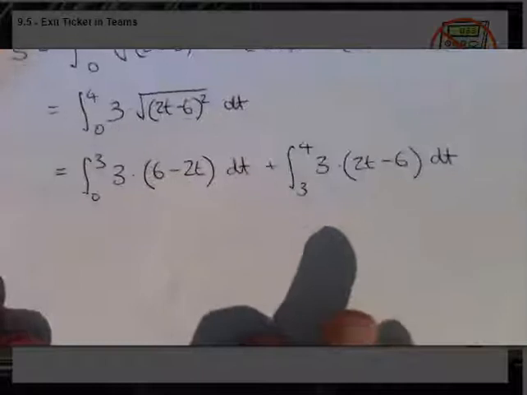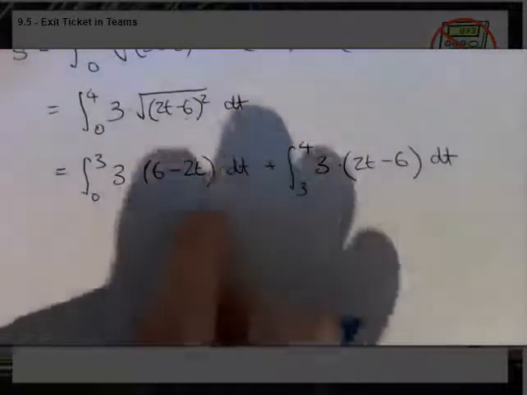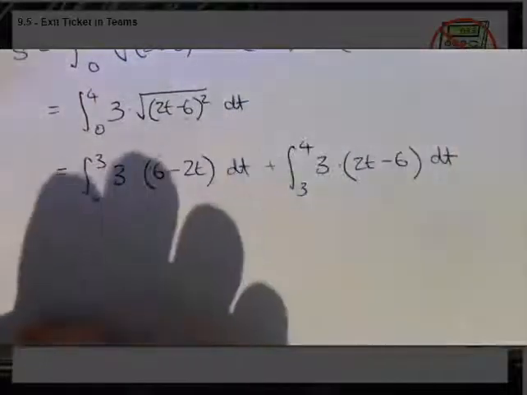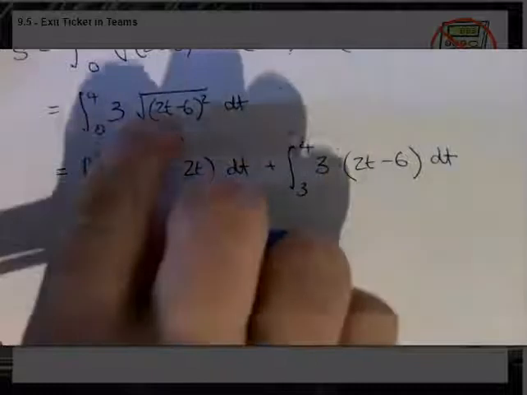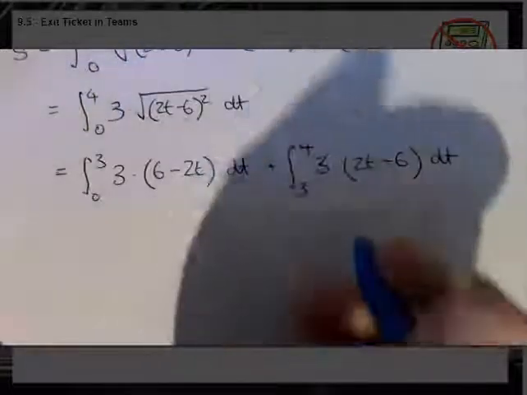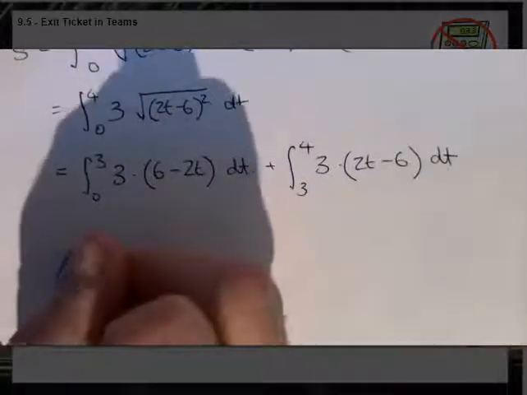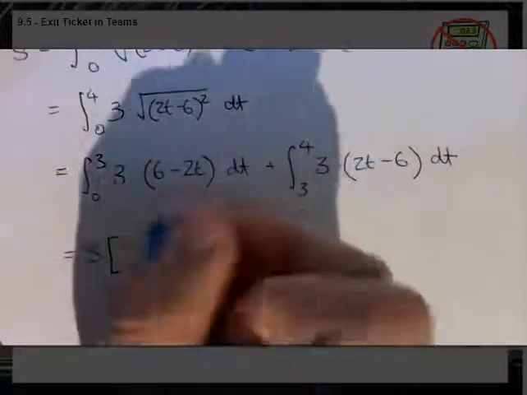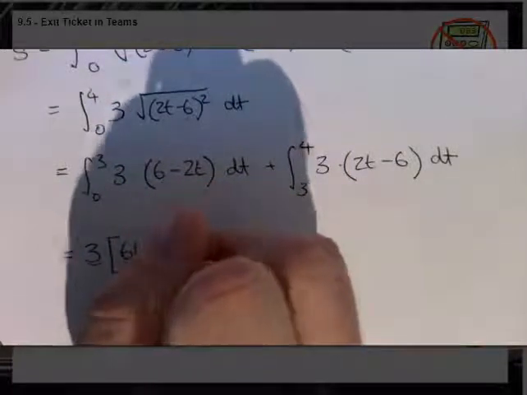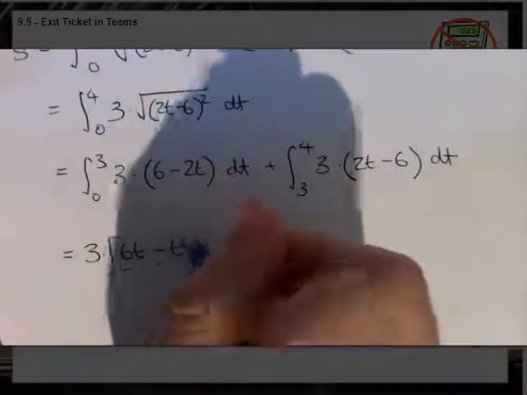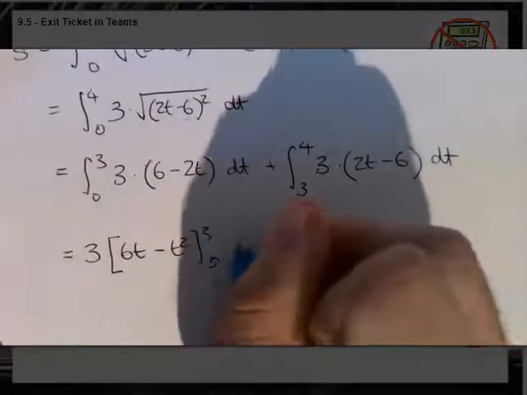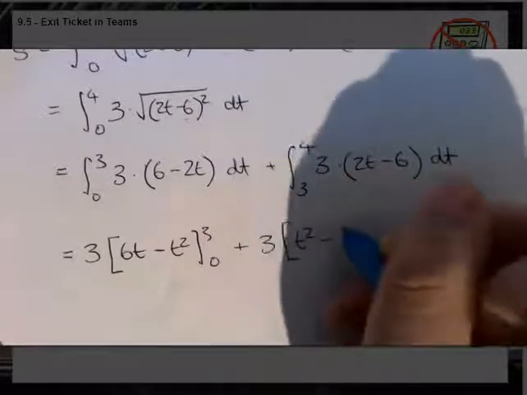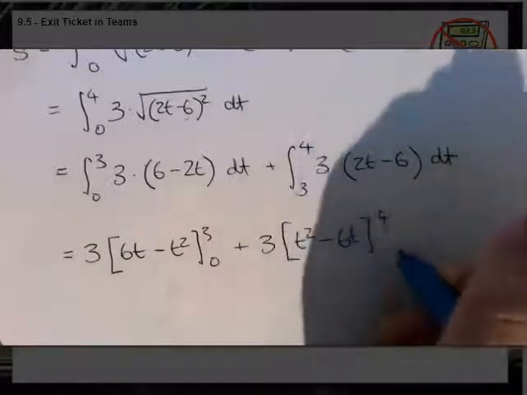And the way to think about this a little bit is like when we do the signed area. We're trying to integrate a function here. We want everywhere for that function to be positive. We don't want it to cancel out. And so what we're going to end up with here is 3 times the integral of 6t minus t squared between 3 and 0, plus 3 times the integral of t squared minus 6t between 4 and 3.